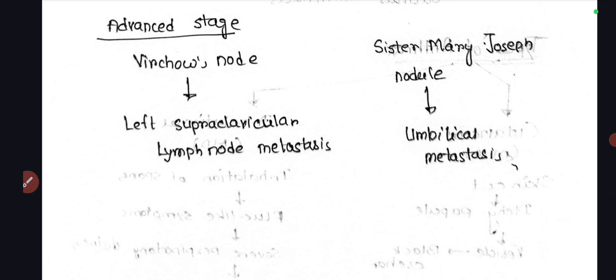At an advanced stage of gastric adenocarcinoma, we can see metastasis. Umbilical metastasis is known as Sister Mary Joseph nodule. Due to umbilical metastasis, we can see Sister Mary Joseph nodule. And due to left supraclavicular lymph node metastasis, it is known as Virchow's node.